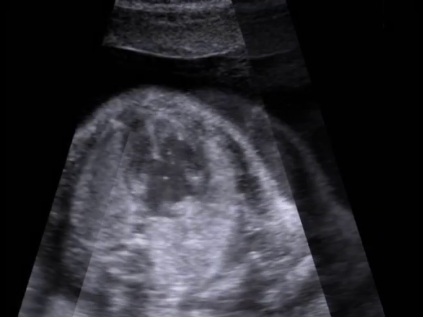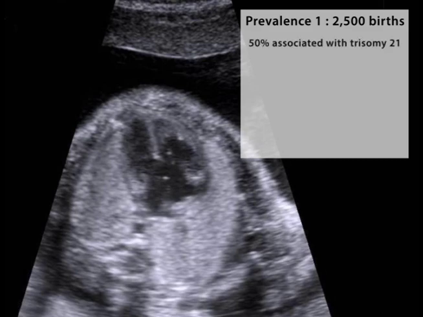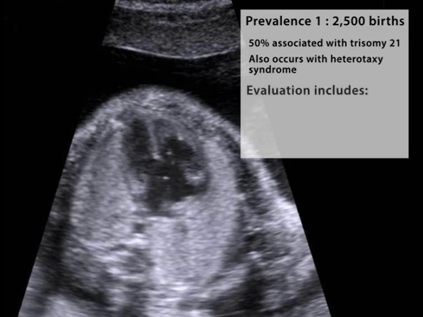Endocardial cushion defects occur in approximately 1 in 2,500 births. They are also associated with trisomy 21 in more than half of all cases and may also occur in the setting of heterotaxy syndrome, in which the heart or abdominal organs are on the incorrect side. Thus, evaluation including echocardiography, targeted sonography, and fetal karyotyping should be offered.